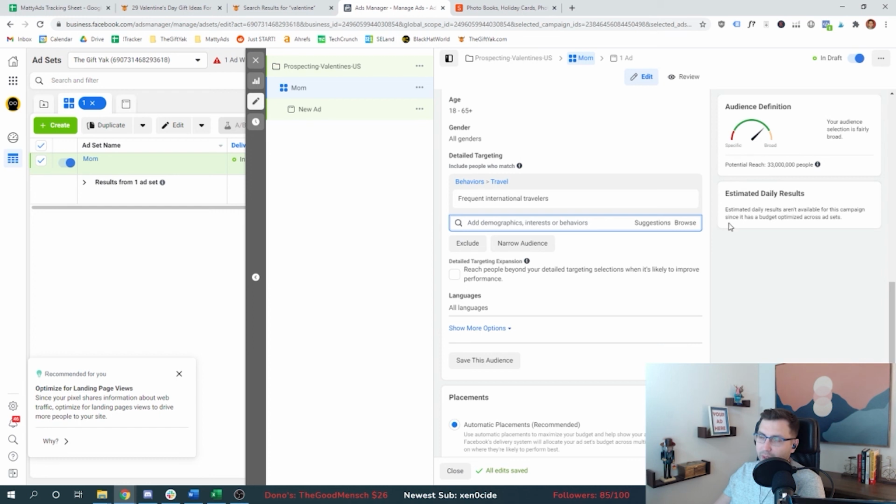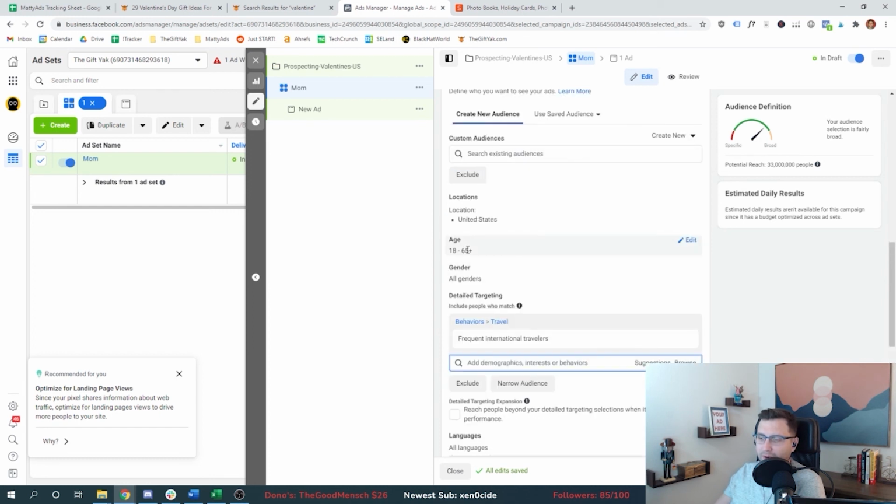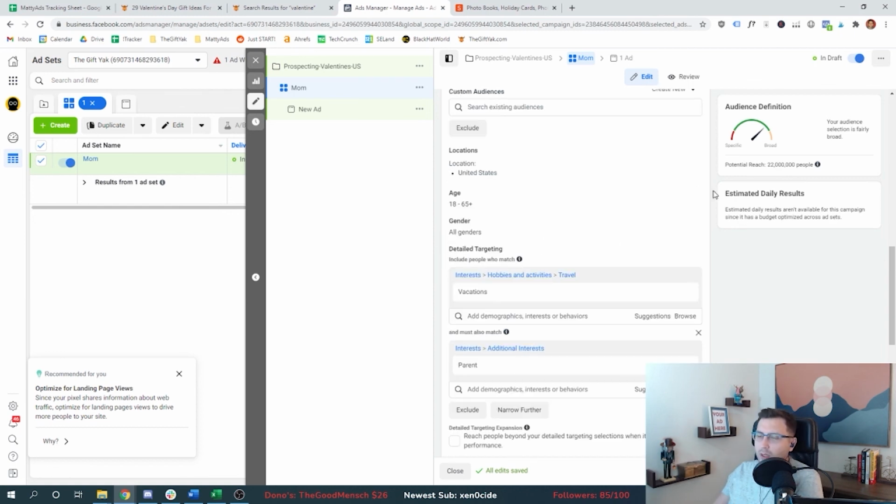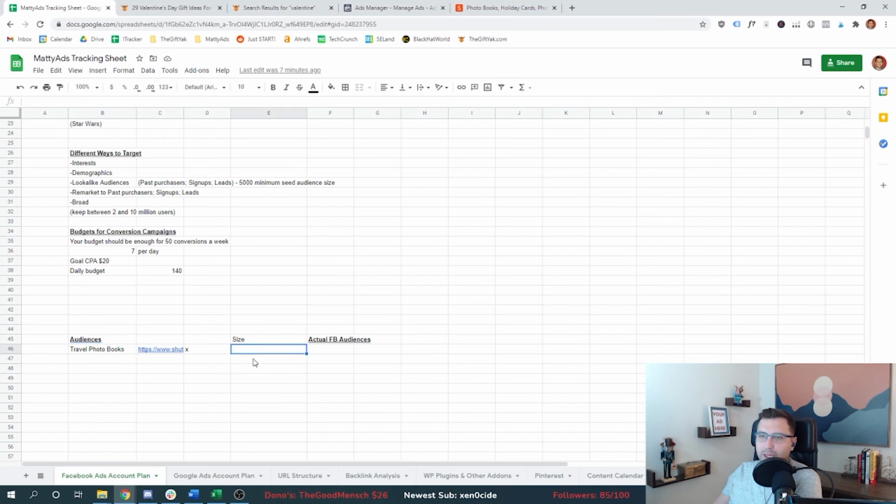It's about 33 million. The other thing I might think about if I was Shutterfly, and they have this data and I don't, is the age of the user that generally purchases photo books. I'm guessing that it skews older. And so you could potentially do some limiting factors based on age. So if I were them, I might start with something like international traveler and parents.